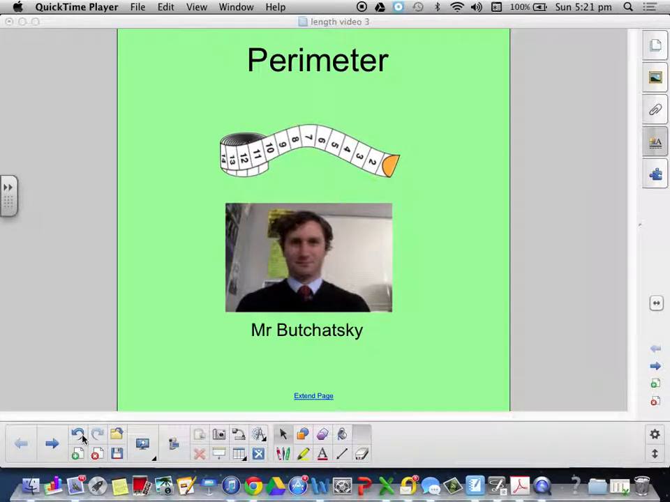Well, hi everybody, back again, and this time we're looking at perimeter. We're going to find out what perimeter is, what it means, and how do we calculate it. Okay, it's going to be a quick one, so here we go.